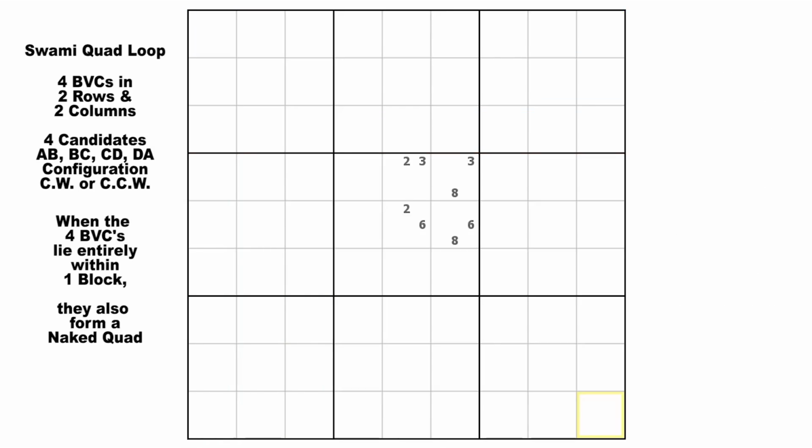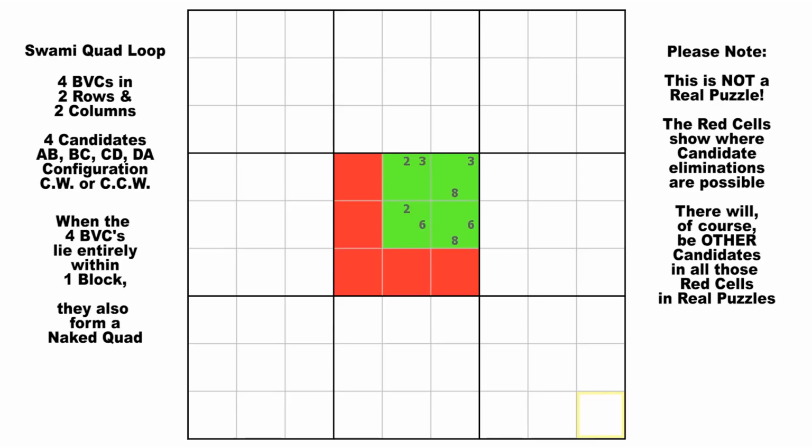All right, once again, we've got 4 by-value cells that lie in 2 rows and 2 columns. We've got 4 candidates with the configuration AB, BC, CD, and DA. So we know there cannot be any other 3s in row 4, there cannot be any other 6s in row 5, there cannot be any other 2s in column 5, and there cannot be any other 8s in column 6. And in addition to those 4 houses, we can eliminate the 2, the 3, the 6, and the 8 from the other 5 cells in block 5, like this.